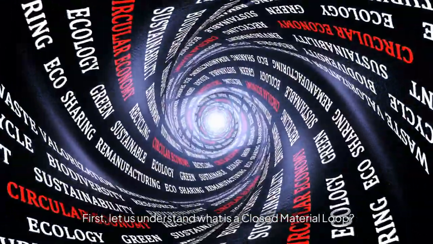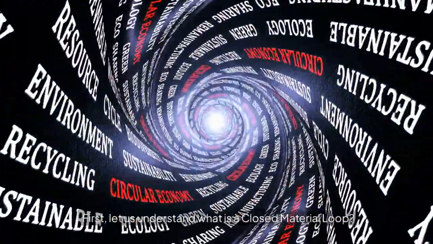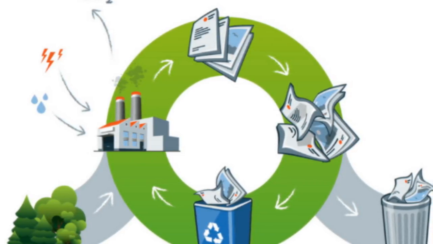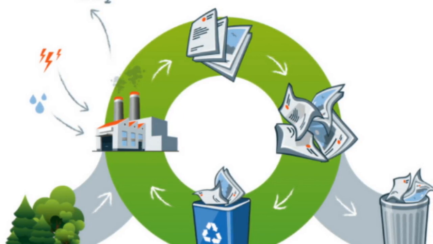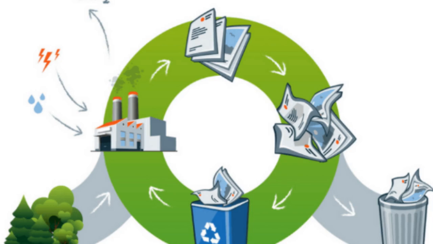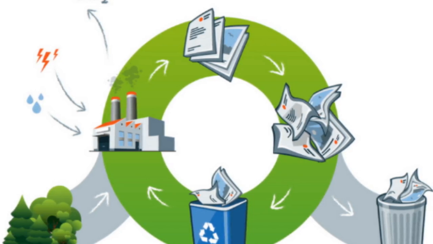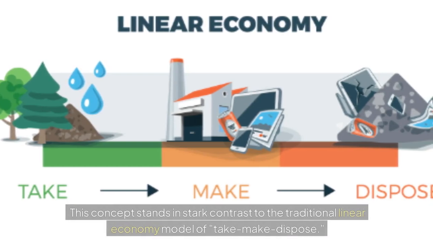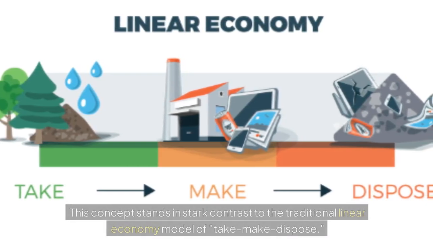First, let us understand what is a closed material loop. A closed material loop, also known as a circular economy model, is a system where materials are continuously reused, recycled, or repurposed, minimizing waste and minimizing the need for new raw materials. This concept stands in stark contrast to the traditional linear economy model of take, make, dispose.